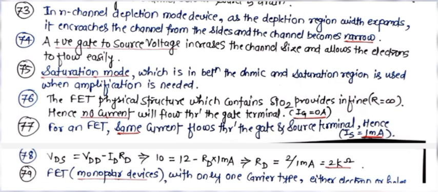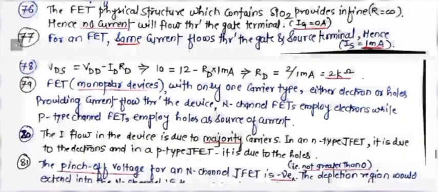The FET physical structure, which contains silicon dioxide, provides infinite resistance, hence no current will flow through the gate terminal, therefore IG is equal to 0 ampere. For an FET, the same current flows through the drain and source terminal, hence IS is equal to 1 milliampere. Here, VDS is equal to VDD minus ID into RD. Therefore, RD is equal to 2 kilo ohms.